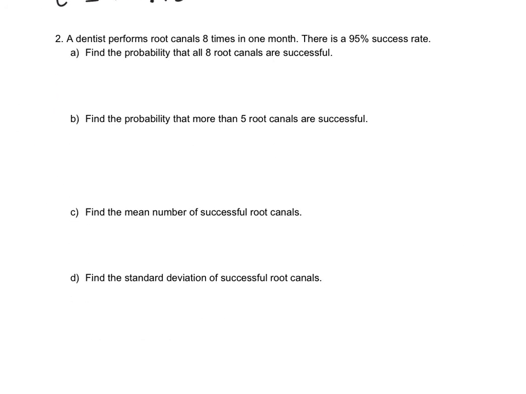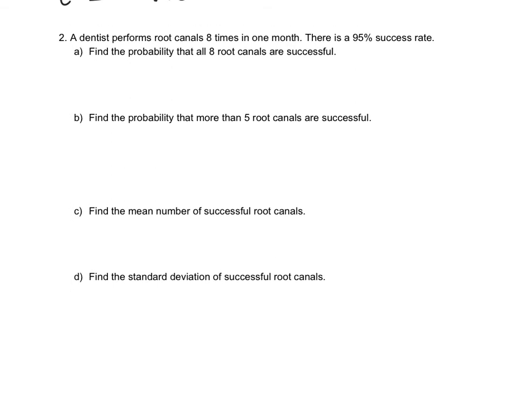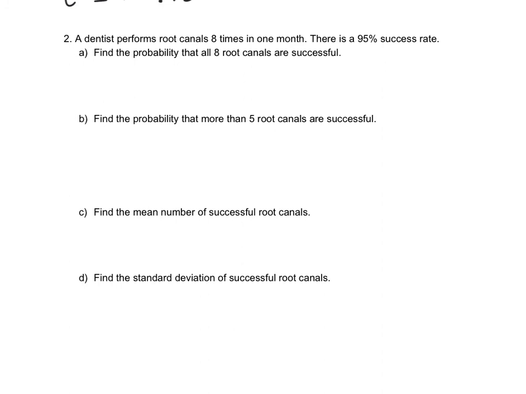Next, we have a dentist who performs root canals 8 times in 1 month. There is a 95% success rate. We want to find the probability that all 8 root canals are successful. So this is a binomial distribution. The formula for calculating the probability is n choose r times p to the r times q to the n minus r, where n is your total, r is your successes, p is the probability of success, and q is the probability of failure.